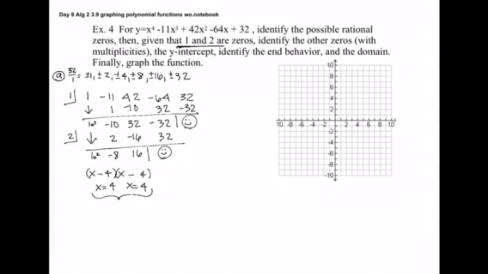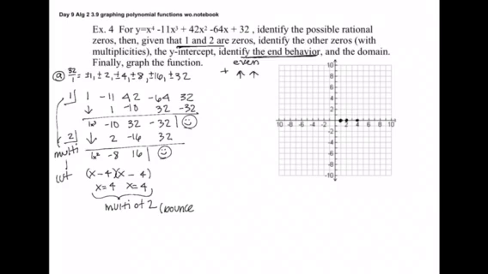So this root has a multiplicity of 2, which means it's going to bounce on our graph. Multiplicity of 1 for our other 2 roots, which means it's going to cut. So we have a root at 1, a root at 2, a root at positive 4. We know it's going to cut. Looking at our leading coefficient is how we determine the end behavior. So our leading coefficient is positive. Our degree is even. So it's going to be up to the left, up to the right.